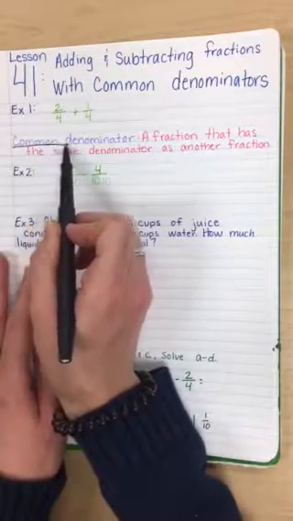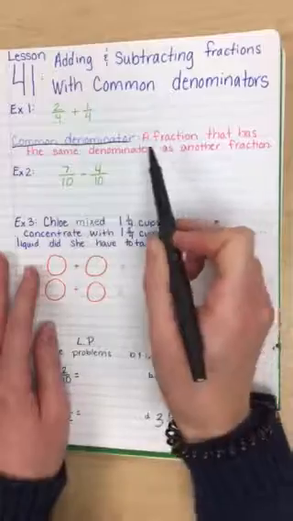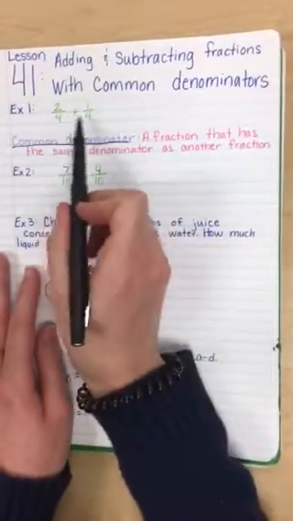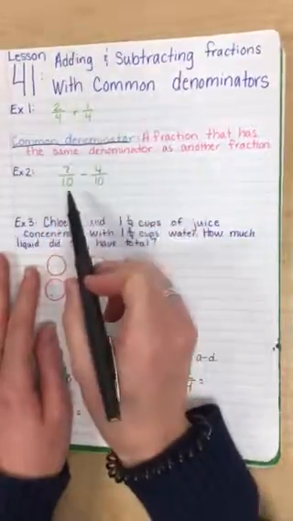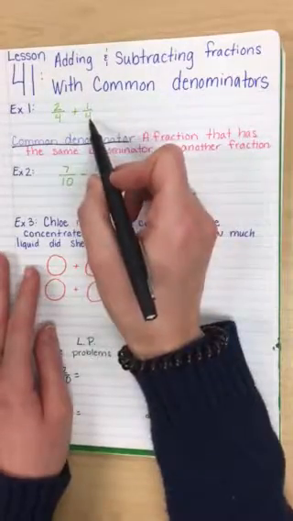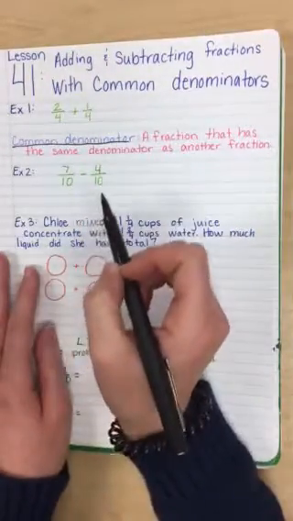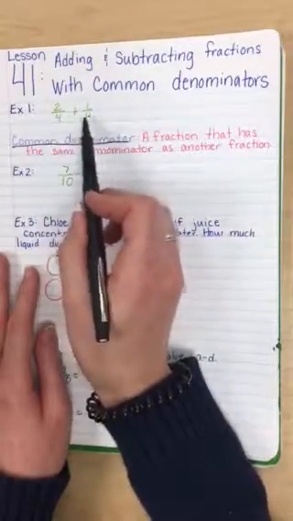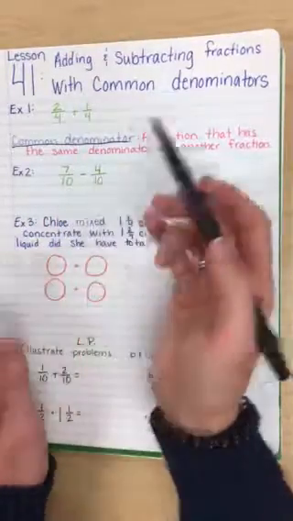Common denominator is a fraction that has the same denominator as another. Okay, so we've got the numerator on top and the denominator on bottom. So a common denominator would mean that these denominators are common, or the same.